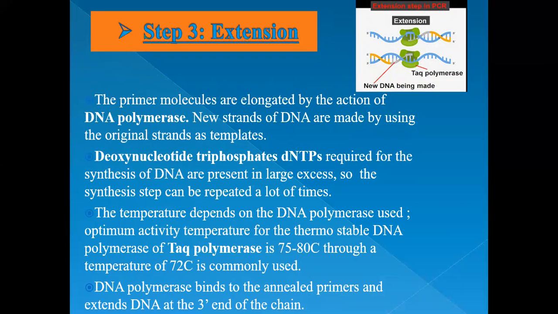In extension, we further increase the temperature to 72 degrees Celsius, so that the Taq polymerase extends the primer, synthesizing new strands of DNA. The Taq polymerase adds new nucleotides to the short sequences of the primers to form new strands of DNA which are complementary to the original strands. We get two double-stranded DNA: one is the original parent DNA and the other one is the new DNA formed by the Taq polymerase. DNA polymerase binds to the annealed primers and extends DNA at the 3 prime end of the chain.